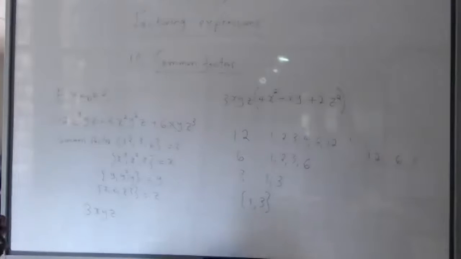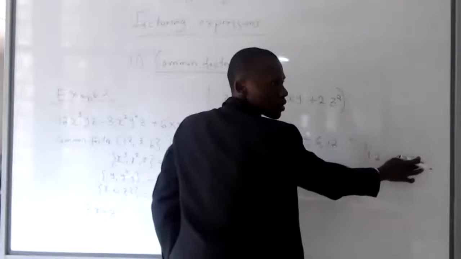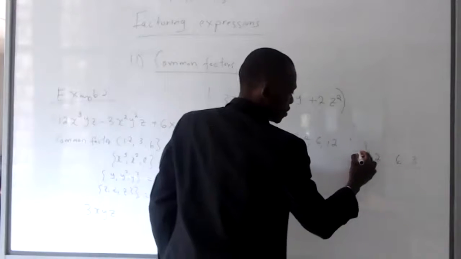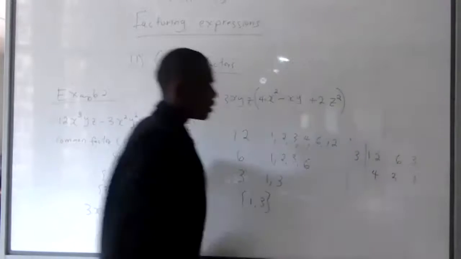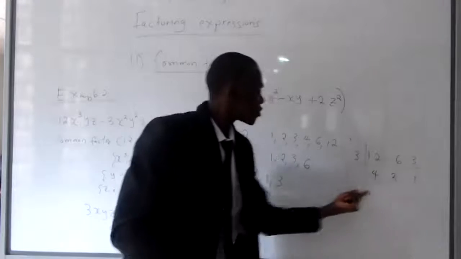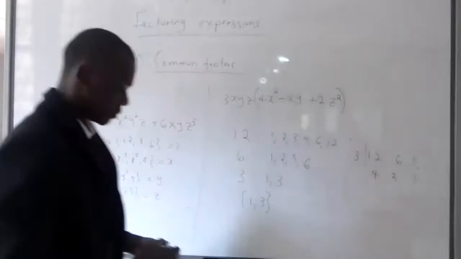Of course, you will start with 2, but 2 does not divide 3. So you move to the next prime number, which is 3. 3 goes into 4 twice. And then the only factor that can now divide this is 1. So the greatest common factor will be 3.